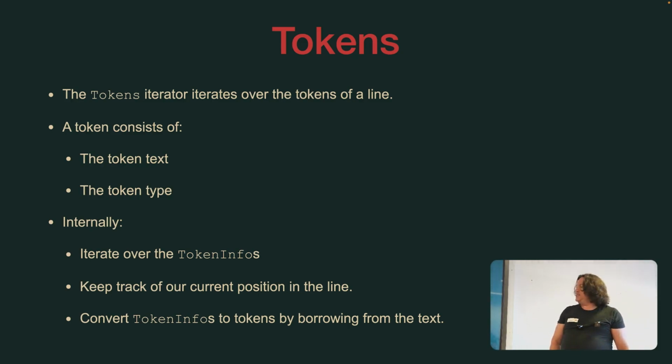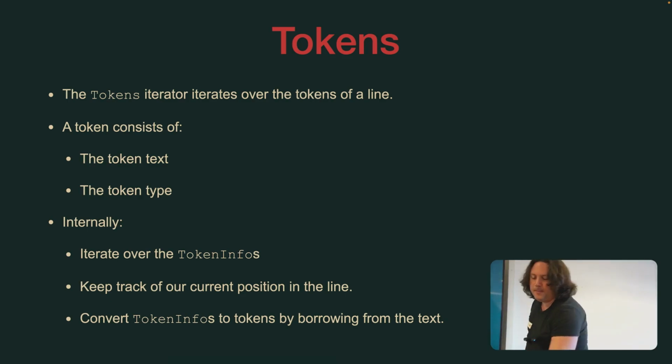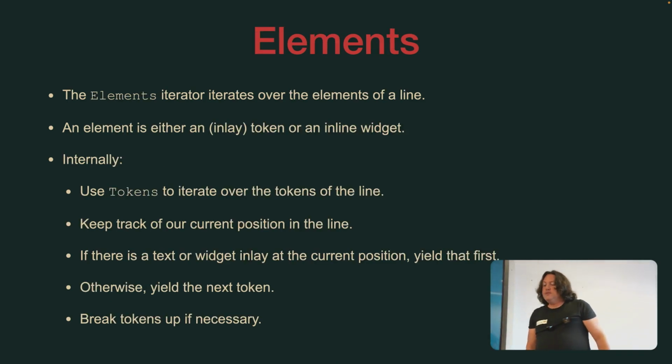So how it works internally is it iterates over the token infos, which we already have. And then for each token info, it creates a token by borrowing from the text, right? So the token info only has the length, whereas the actual token has the contents. The elements iterator iterates over the elements of a line. Now, an element I've defined as either a token or an inline widget, and a token can be part of some inlay text, right? So internally, this iterator uses the tokens iterator we had earlier to iterate over the tokens.